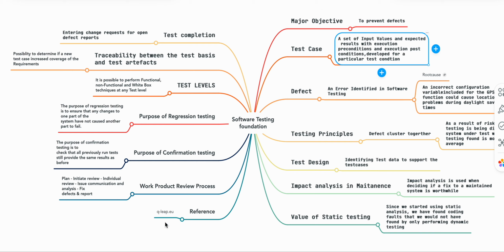So what's the work product review process? The work product review process starts with a plan, initiates the review, individual review, issue communication and analysis, and the final stage is fix defects and report. That's the work product review process.